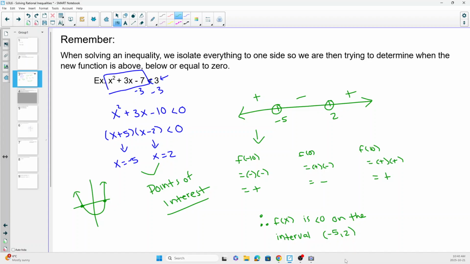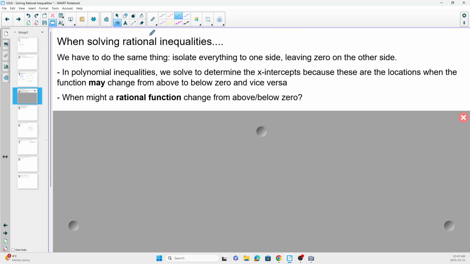Okay, so a really quick refresher of how we do this, because the method's going to be the exact same with one minor addition for rational functions. When we're solving rational inequalities, we do the exact same thing, isolate everything to one side, leaving 0 on the other. And in polynomial inequalities, which is what we just looked at, we solve to determine the x-intercepts because these are the locations where the function might, doesn't always, but might change from being above or below 0 and vice versa.